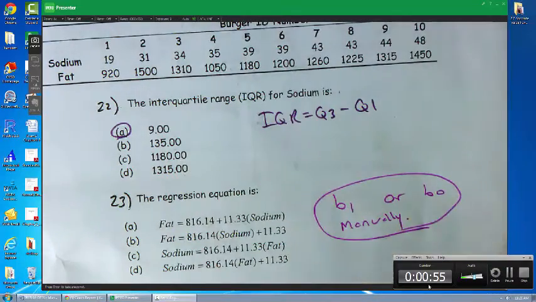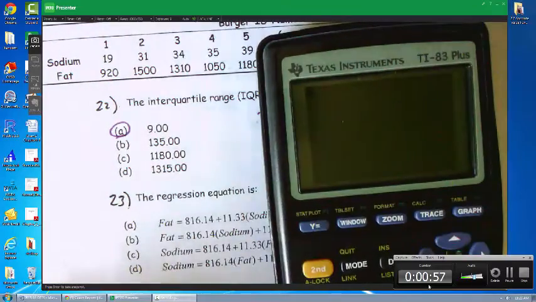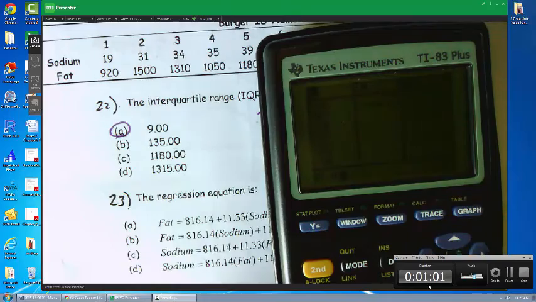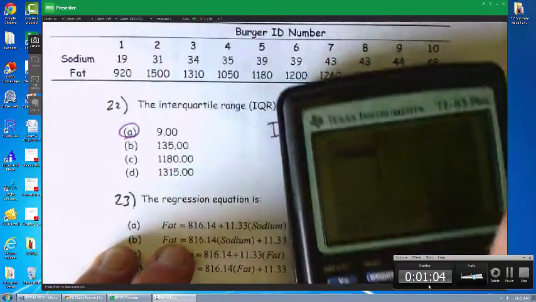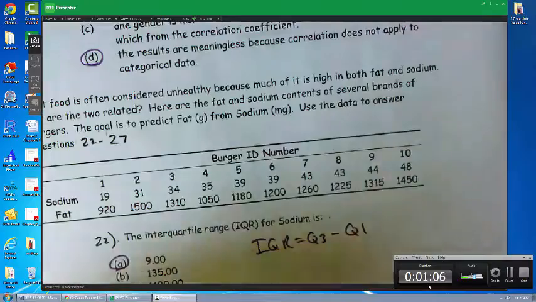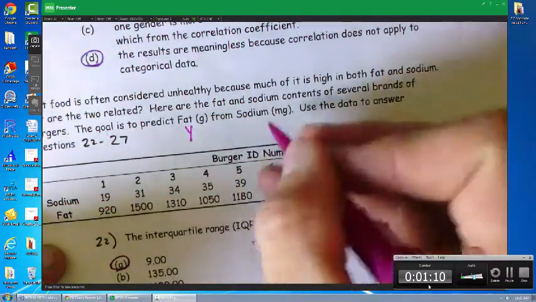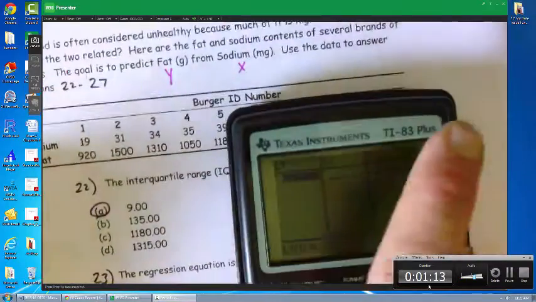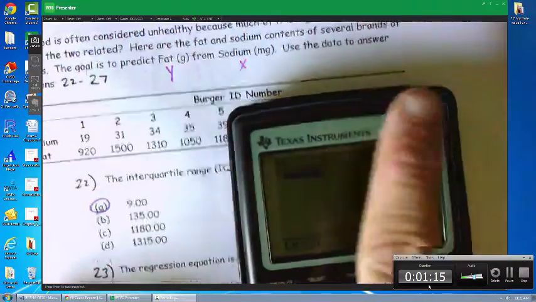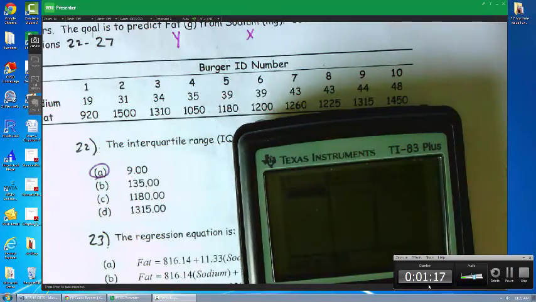So to do number 23, the regression equation, we go to our calculator, we go to our stats, edit a list, clear out our first two lists. It's wanting you to predict fat from sodium. So fat's your Y variable. Sodium would then be your X. So we're going to put sodium in for our X1 column. I'm going to just run through this, typing these in. I can't see your calculator screen. I'm just typing in the data right now, but I'll rotate it so you can see it in just a second.